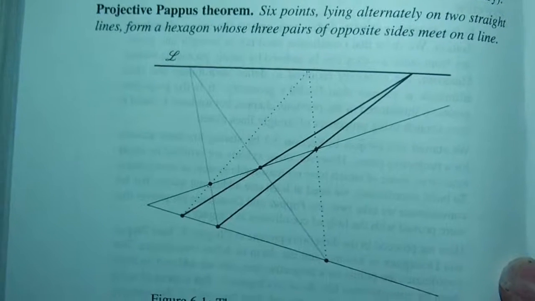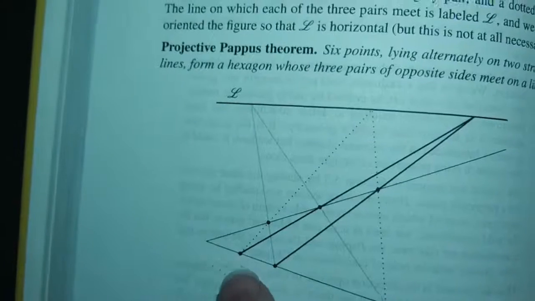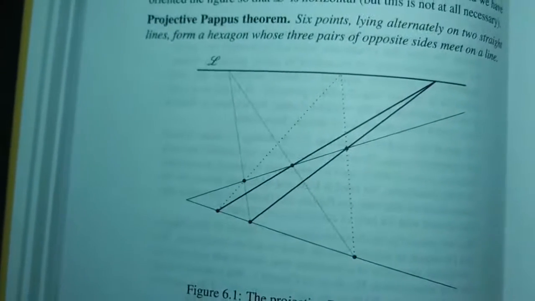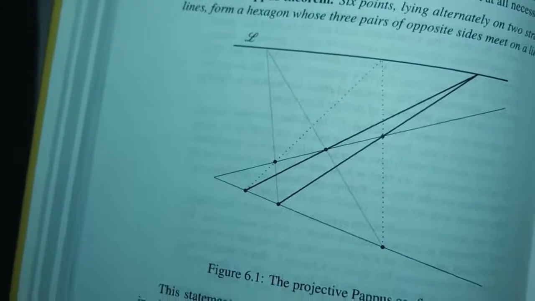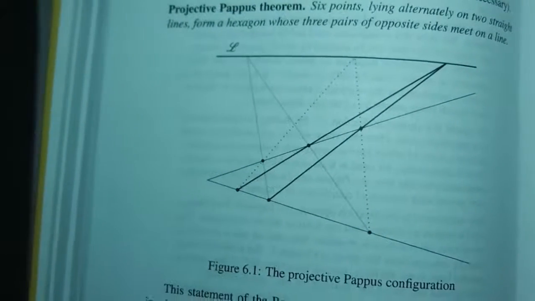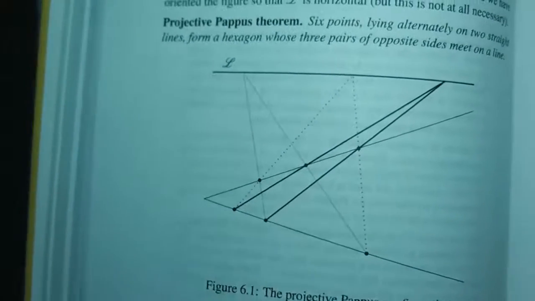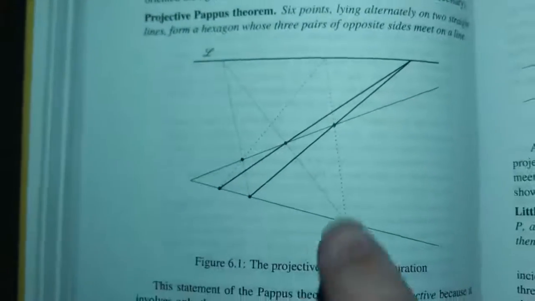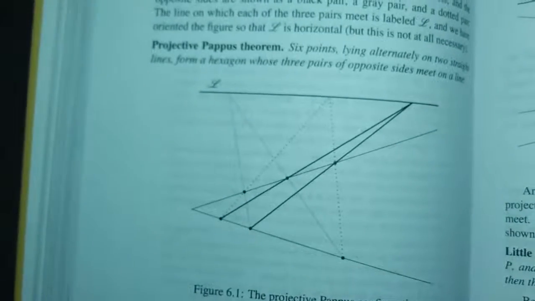6 points lying alternately on 2 straight lines form a hexagon. The vertices of this hexagon are given by these dots filled in. You can find this in some places called Pappus's hexagon theorem. Wikipedia has a nice write-up on this. There might even be a clickable diagram, I can't remember. Sometimes it's called Pappus's hexagon theorem because of the hexagon formed by these 6 points.